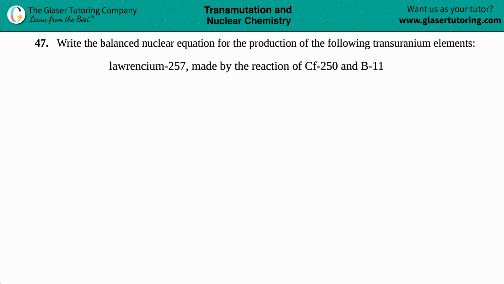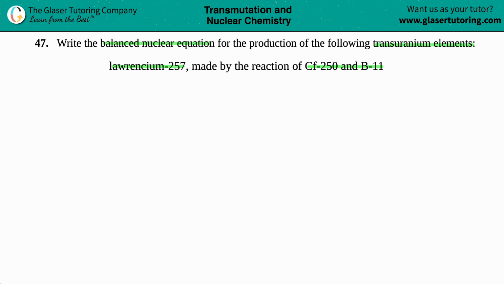Number 47. Write the balanced nuclear equation for the production of the following transuranium elements. And then we have lawrencium-257, made by the reaction of californium-250 and boron-11. So it seems like we just have to come up with some type of balanced nuclear equation for what's going on here.